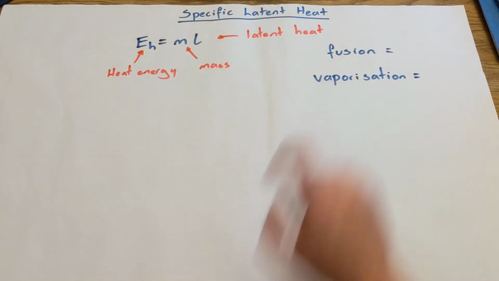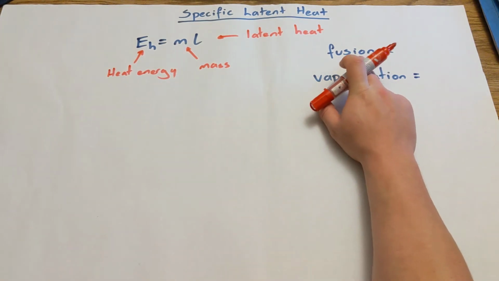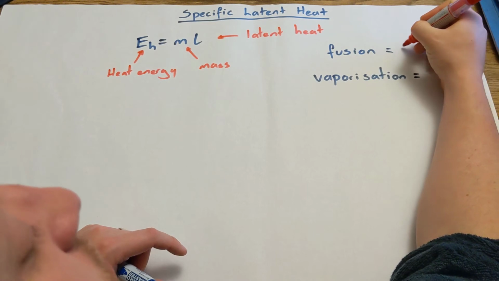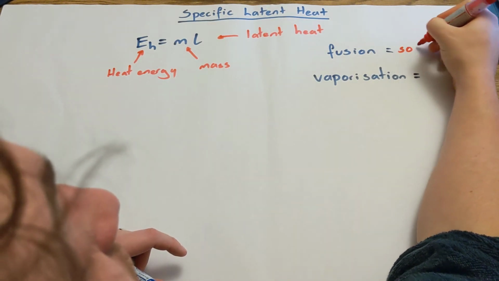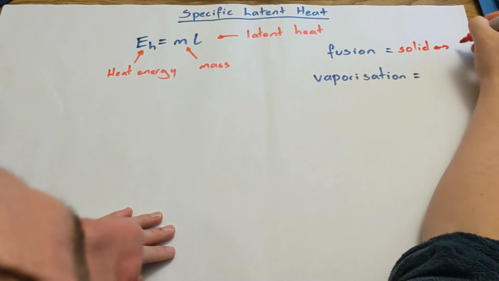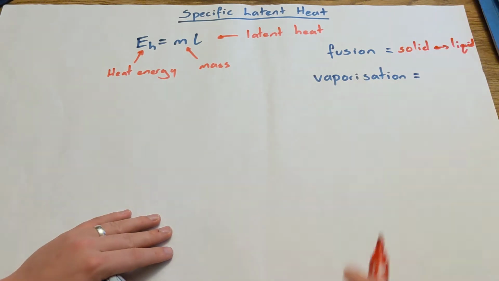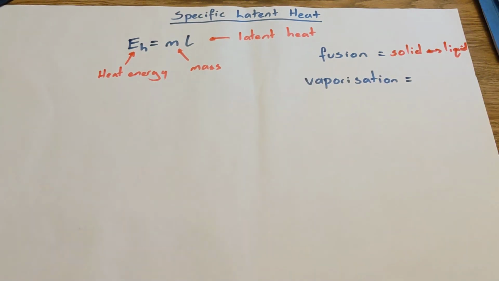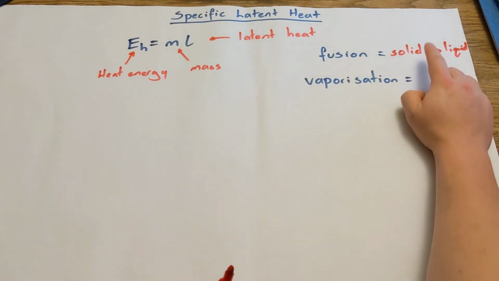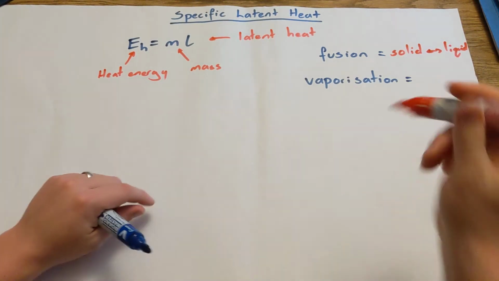And that's where these come in, okay? We use the latent heat of fusion when something is going between solid and liquid. So if something is freezing, we use fusion because it's going from liquid to solid. If something is melting, we use fusion because it's going from solid to liquid. Okay? And then it follows on from that.